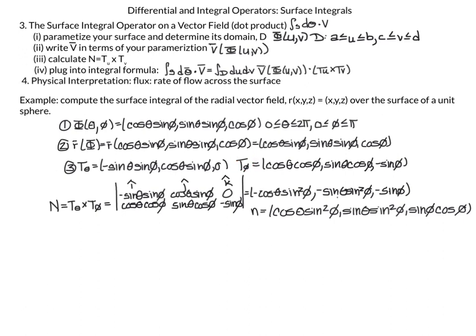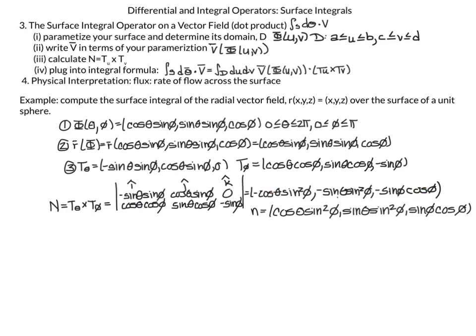For our t of phi, the partial derivative with respect to phi, we're going to have cosine theta cosine phi, then sine theta cosine phi, and here the partial derivative with respect to phi is negative sine phi. Now we take the cross product of the two and we get this normal, which is negative cosine theta sine squared phi, minus sine theta sine squared phi, and minus sine phi cosine phi. You'll notice you can factor out the negative, but what we have now is the negatively oriented normal.